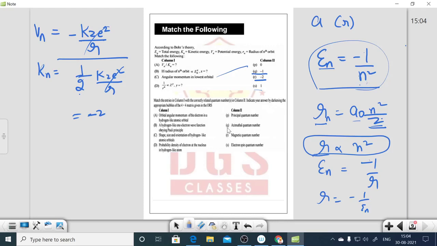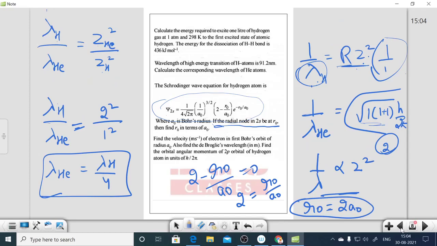So it's the first 3. Probability density of the electron at the nucleus in a hydrogen-like atom. Probability density has to do with the first 2, principal and azimuthal. In hydrogen-like atoms, probability density is actually dependent on the principal quantum number, but for hydrogen and hydrogen-like atoms it will be the PQN. So this is how you can solve all of these problems.